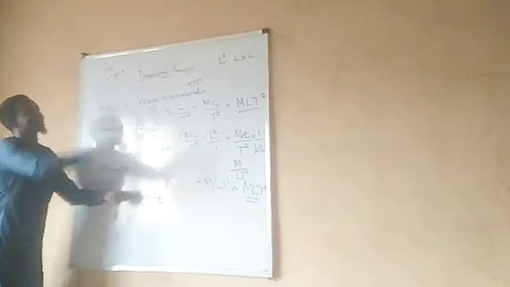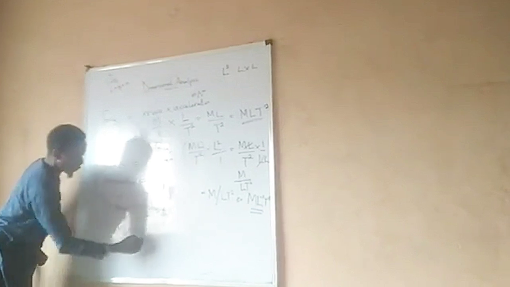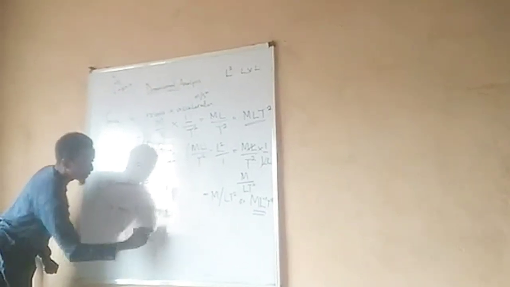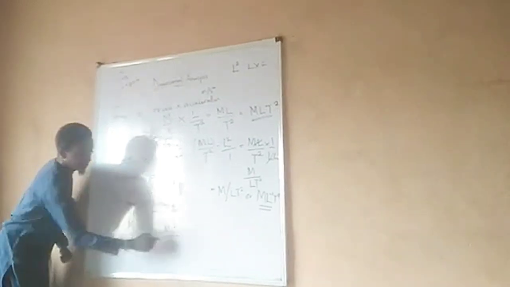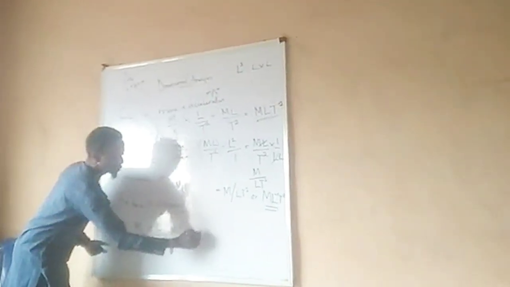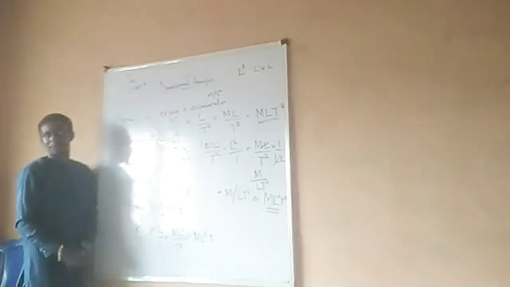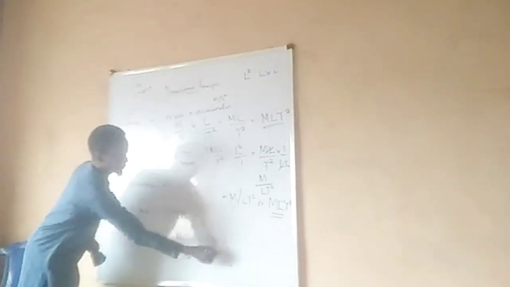So I have my force times distance. My distance is still single L. So I have MLL over T squared, ML squared, all over T squared. Which is now ML squared T raised to power what? Minus 2. Minus 2, brilliant. Is it coming in now?